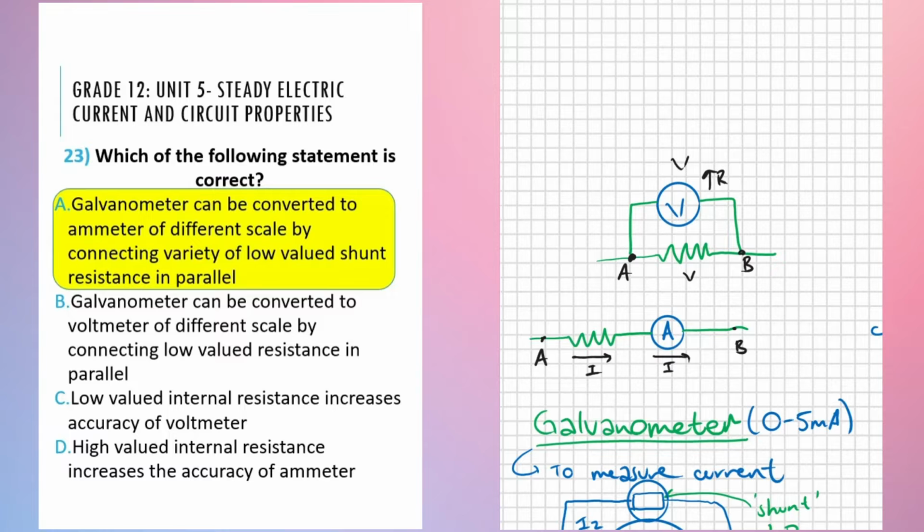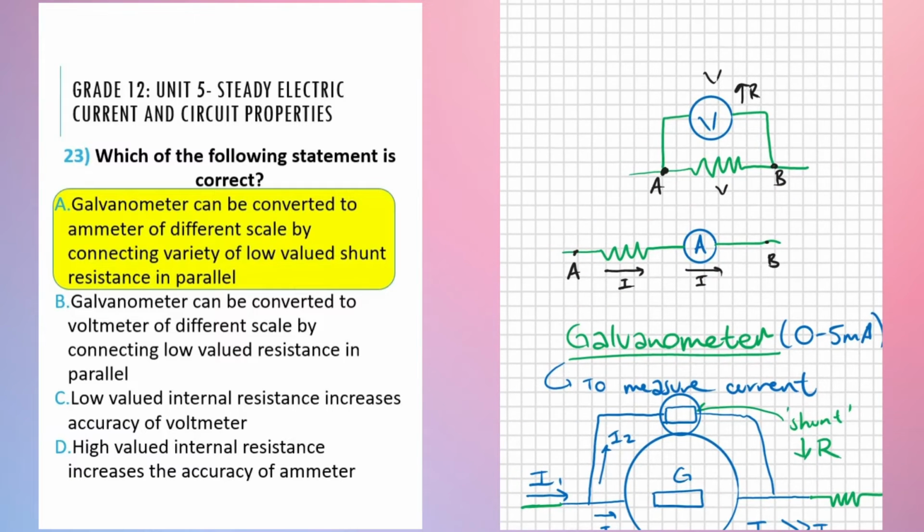Looking at choice D, it says that a high valued internal resistance increases the accuracy of an ammeter. Well, let's see. If you have a high resistance in your ammeter, the current flowing through the ammeter will decrease, and in turn, the current flowing through the resistor will increase. You don't want to affect the current flowing through the resistor. So in fact, in the case of an ammeter, you need a very low resistance. A very low resistance will allow the current to freely flow through the resistor and the ammeter as well. So that will cancel out choices C and D, leaving choice A as our best answer. And that's it.